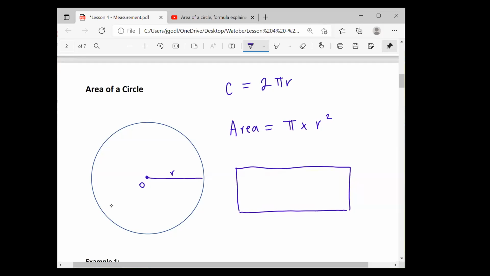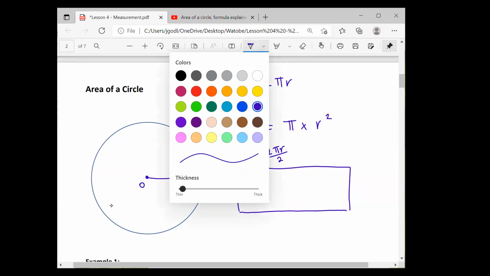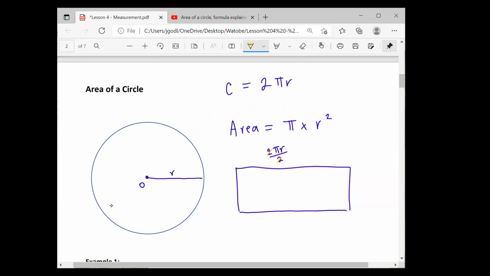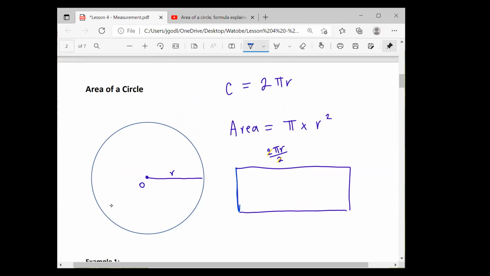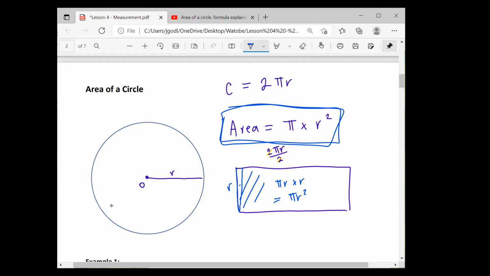Okay. So if we are saying that this is half of a circumference, it's 2 pi r divided by 2. These 2's are going to cancel and we're just left with pi r. And we know that this breadth of the rectangle was one of our pieces of the pie, which means that is the radius. So the area of this rectangle is pi r times radius, which is pi r squared.